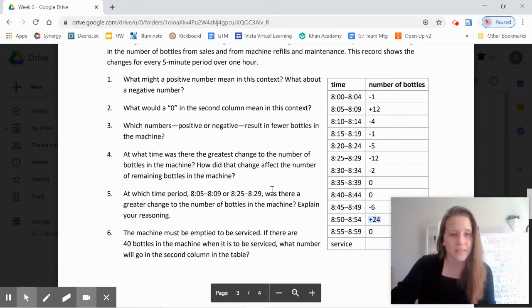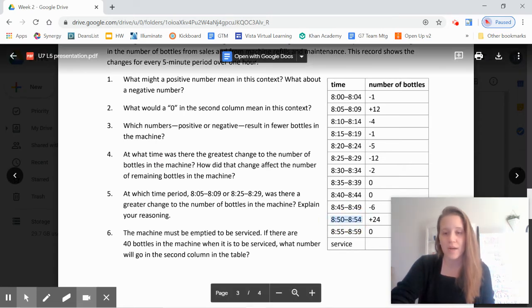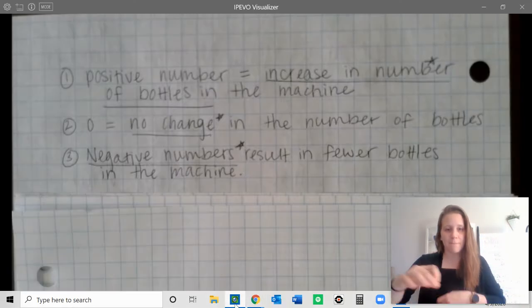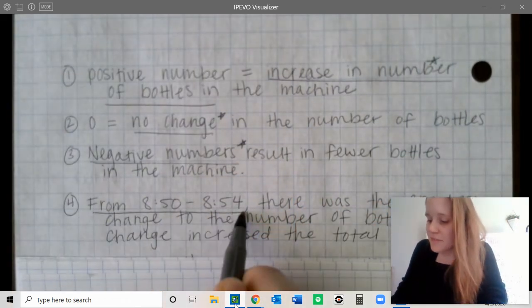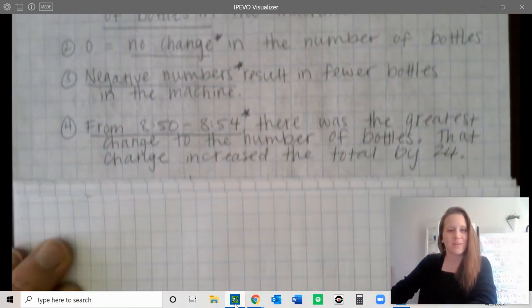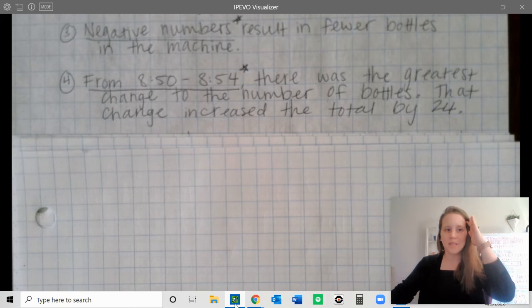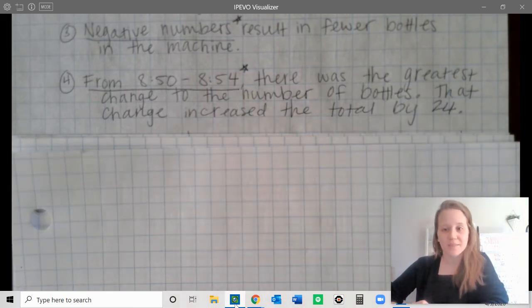So then my answer, let's see, question 4 says, at what time? So this change occurred from 850 to 854. So on my paper, I wrote from 850 to 854. That's the answer you're looking for on your paper. Give yourself a star if you got it. From 850 to 854, there was the greatest change to the number of bottles.